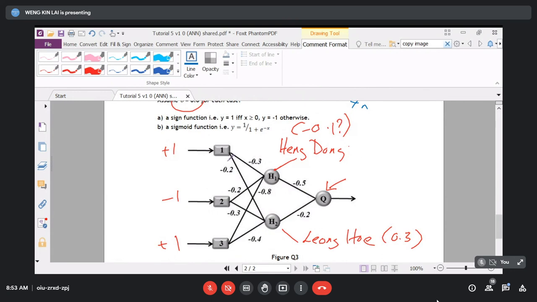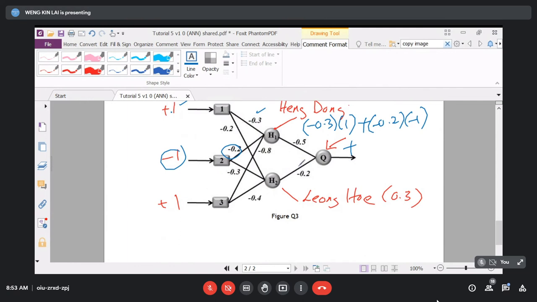So you have your plus 1 times minus 0.3, multiplied by your 1, this one here. Plus the second one, this line here: you have your minus 0.2 and your minus 1. Plus the last one, which should be here, your plus 1, so your minus 0.8 and your 1. So what is this equal to? Heng Dong, back to you again. What's the answer here?